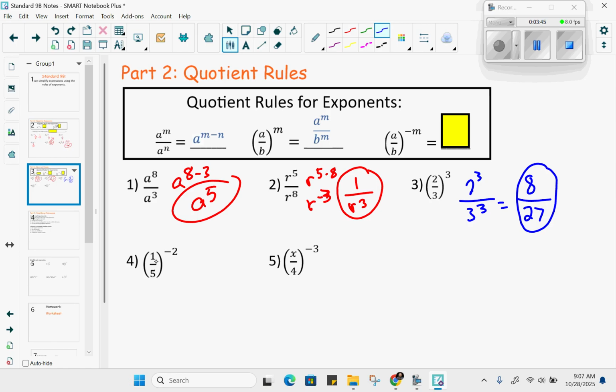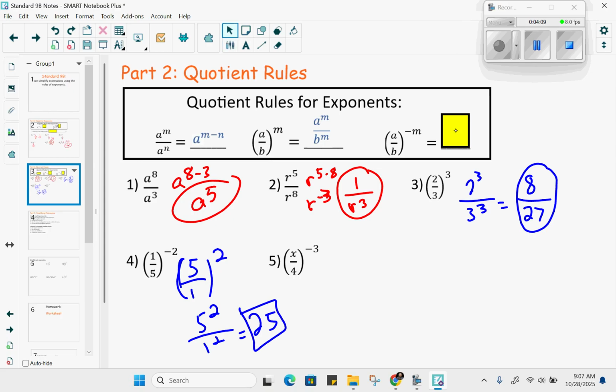Here's another one. Now we have negatives. Now I have 1 over 5, all raised to the negative 2. Let's flip our position first. So we're going to change it to 5 over 1, all raised to the second, and I'm going to distribute 5 squared over 1 squared. It's going to give me 25. It could be 25 over 1, but we'll simplify it to 25, okay?